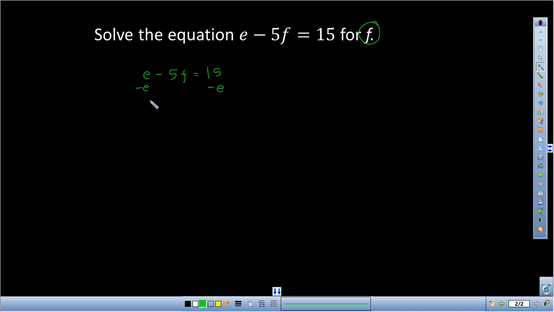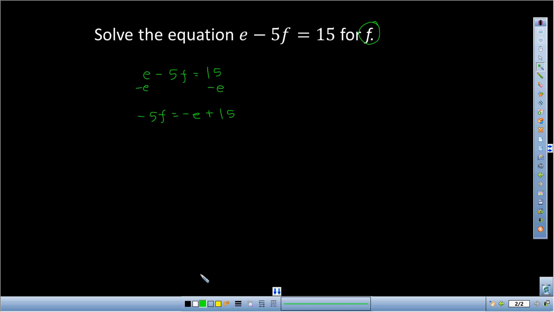E subtract e means we don't have any, the e is gone, so now we have negative 5f is equal to negative e add 15.